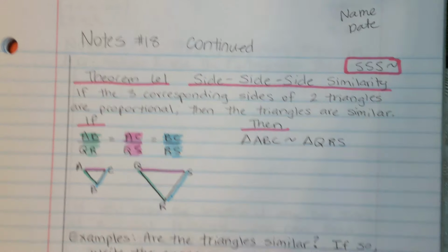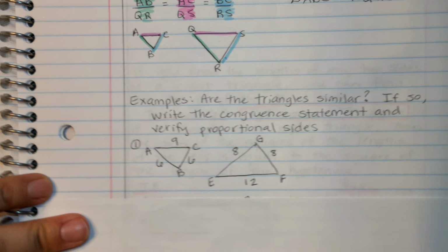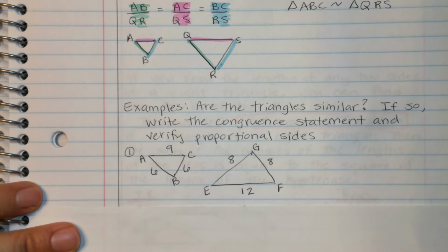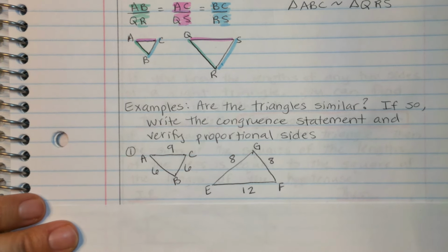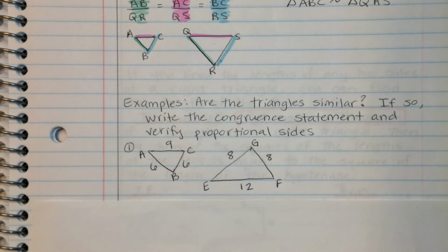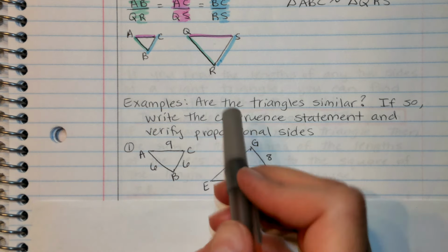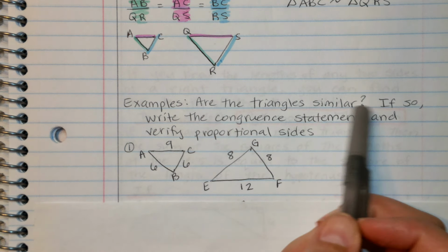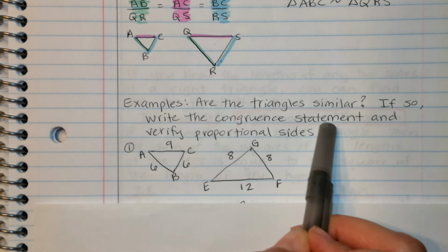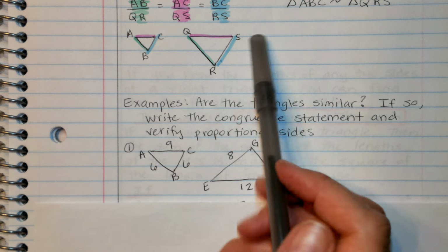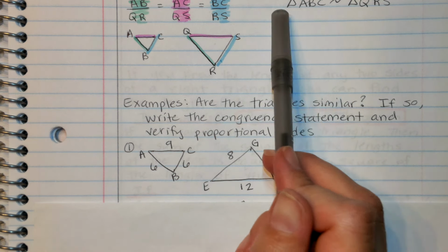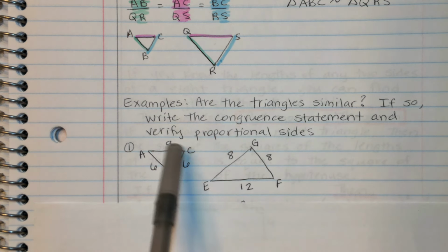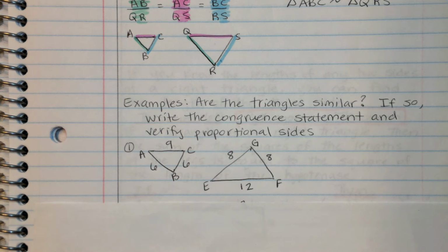Okay, so here's our examples. Instead of doing bookwork, I was like, let's just put this in the notes and practice it here. So here's our examples. And this is really similar to, we're having alex.com for today, so it's really similar to what you'll see there. So examples, are the triangles similar? If so, write the congruent statement where you have the, like from up above, like this one. That's the congruency statement, and verify proportional sides.